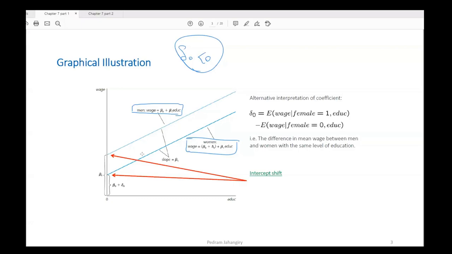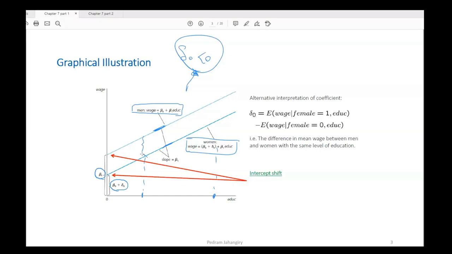So the reason that the line for men is above the line for women is that delta zero in the data is going to be negative. Okay. Now look at the difference. I derived the equation for you on the previous slide. So the intercept for female is going to be beta zero plus delta zero. The intercept for male is going to be beta zero. And because delta zero is less than zero, on average we're going to say that females will earn less than males at any level of education. Look at that. If education is this, that's the difference. If education is this, that's the difference, right?